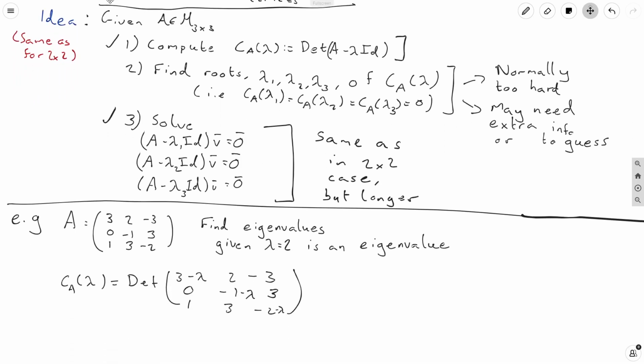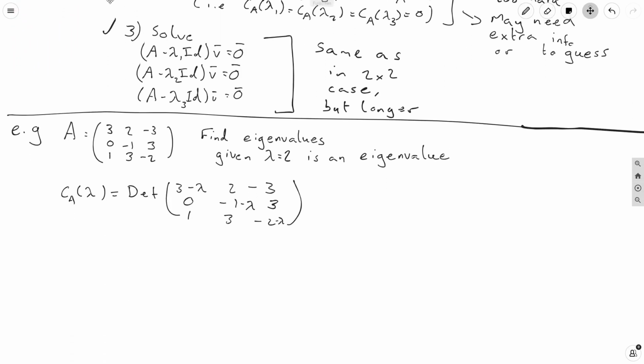Okay, and I've written down an example of such a clue. Here we've given a matrix 3, 2, minus 3, 0, minus 1, 3, and 1, 3, minus 2. And we want to find the eigenvalues, given that lambda equals 2 is an eigenvalue. So we're given one of the eigenvalues, and we're trying to find the other two.